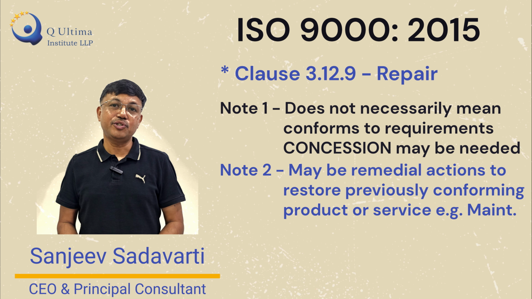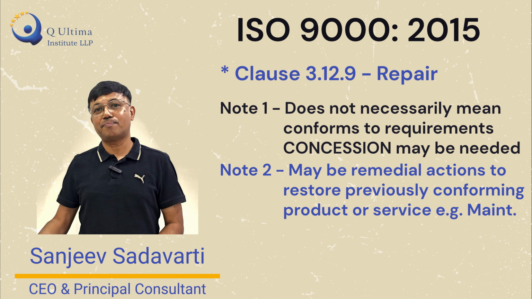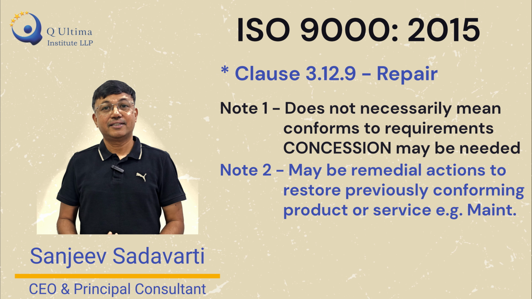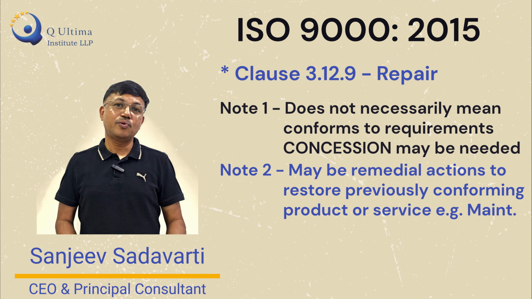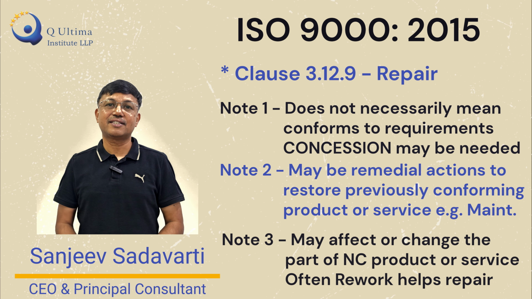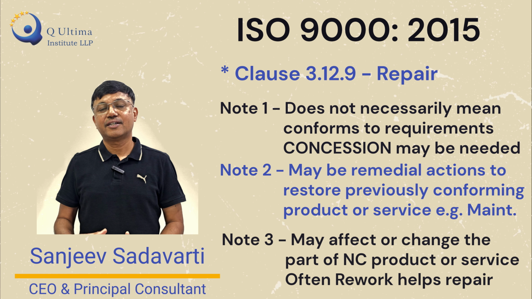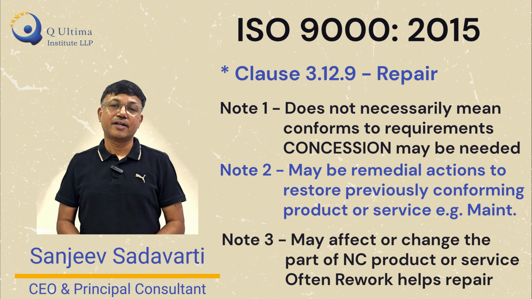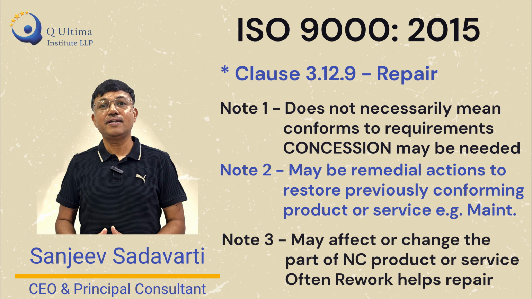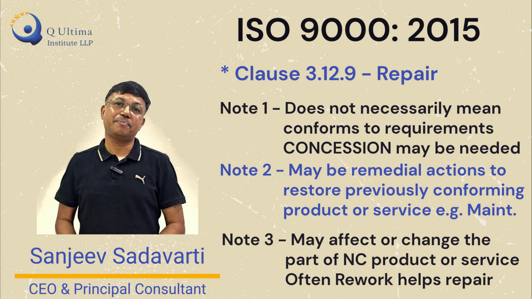Note 2 clarifies that repair may be a remedial action to restore previously conforming products. For example, maintenance is a repair activity. Note 3 clarifies similarly that it can affect or change the parts of a non-conforming product, and also often rework may help us in repairing the product.